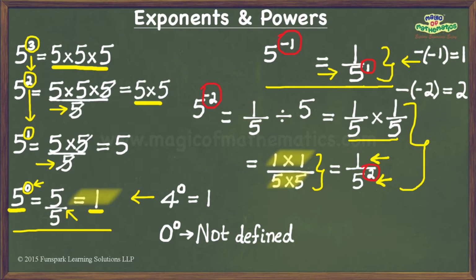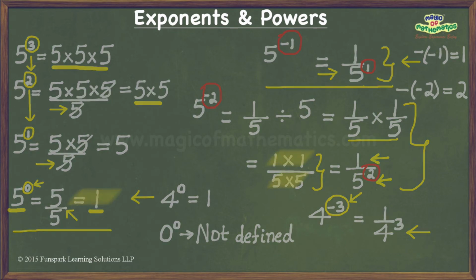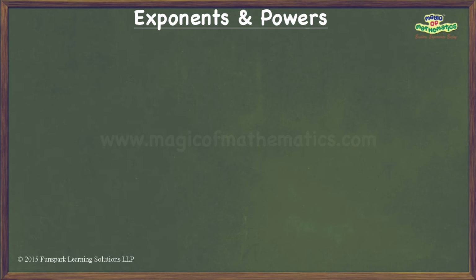Taking an example of 4 raised to the power negative 3, we need to negate the exponent negative 3, leaving the base unchanged, thereby obtaining 4 raised to the power 3, and then take the reciprocal of the expression so obtained. If I do this, I will end up with 1 over 4 raised to the power 3. In this video, I showed how to interpret non-positive integer exponents. I hope you found this video useful. Thanks for watching.